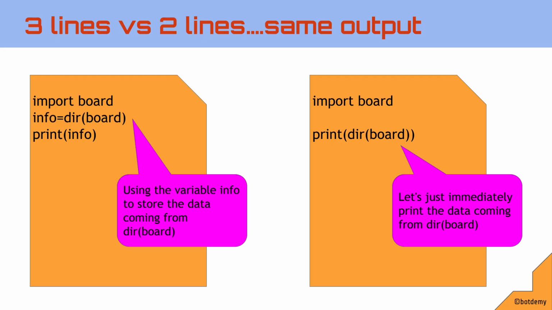So that is one way of combining two lines of statement into a single line of statement where I'm using a print function, but inside the print function, I'm calling another function, dir(board), so that it gets printed immediately rather than going through another step of saving that information into a variable called info and printing info inside the print. Well, that's all for today.